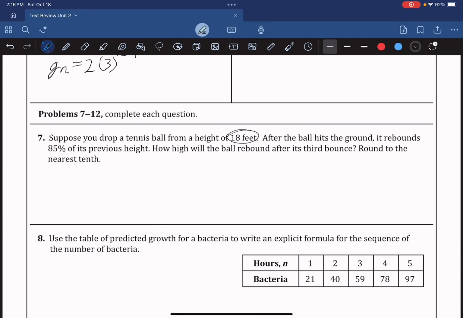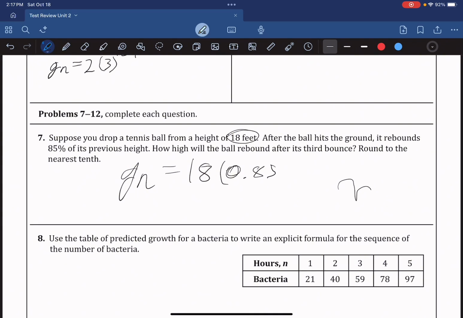So you want to make a geometric sequence here because it says 85%. And if it's a percentage like that, you're going to want to do a geometric sequence. Okay, so g of n equals 18 times 0.85. Okay, it's important to use 0.85 because if you use 85, that means your ball is going all the way up there. You don't want that.